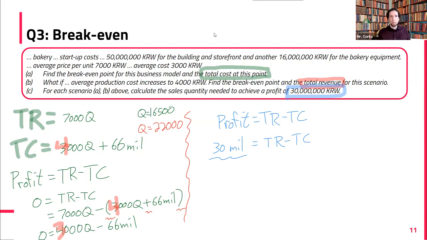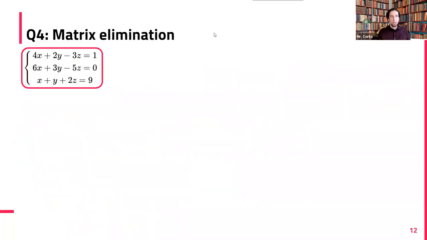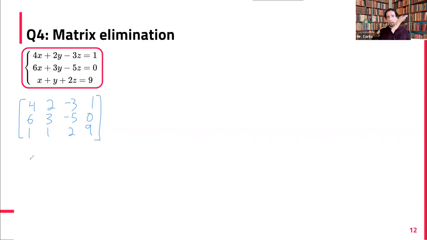Okay, let's go on. Question 4, this is a matrix elimination question. So there was nothing weird or special about this question, just a very straightforward, standard version of this kind of question, like we had done in class 1, 1, 2, 9. Convert it to a matrix, do our row operations, try to get down to that triangle form, and then just to the main diagonal, and then it's solved.